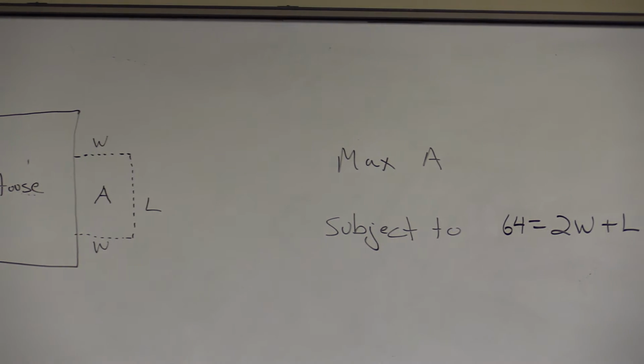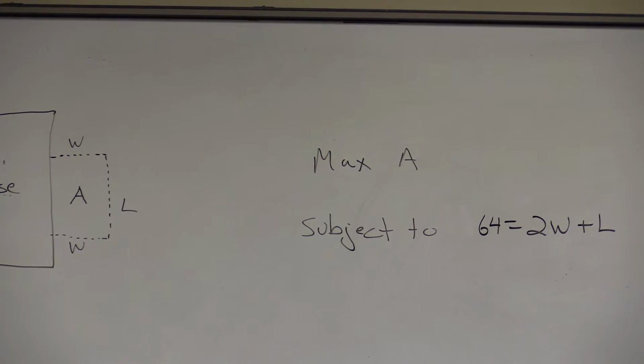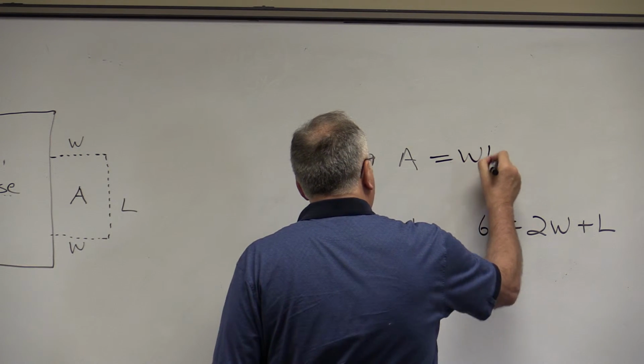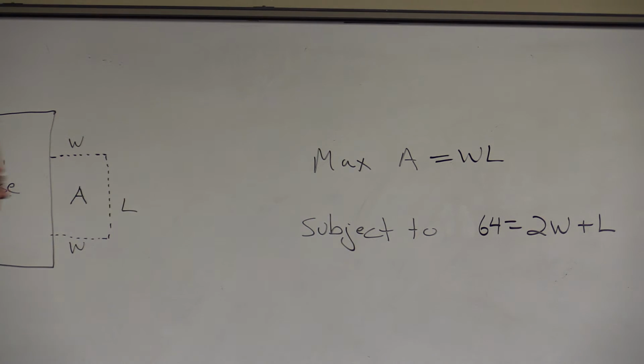Now, what is the area equal to? Length times width. Yes, W times L. So W times L, that's our objective function. That's the thing you're trying to maximize, subject to the constraint that you only have 64 feet of fencing: 64 equals 2W plus L.